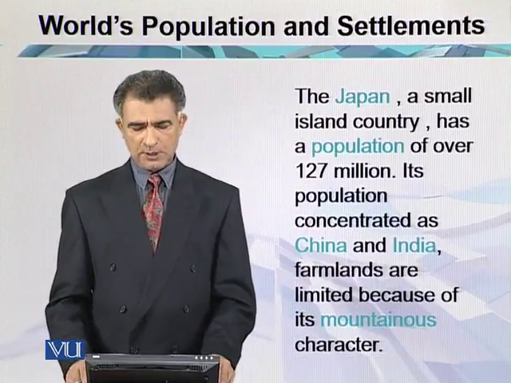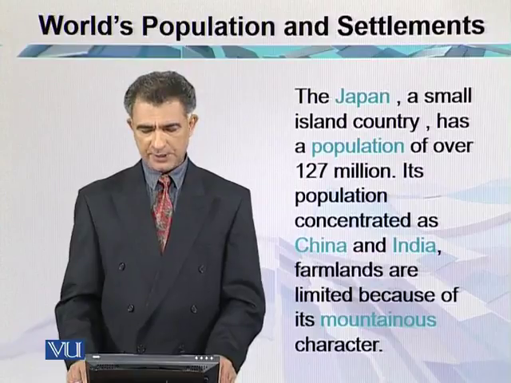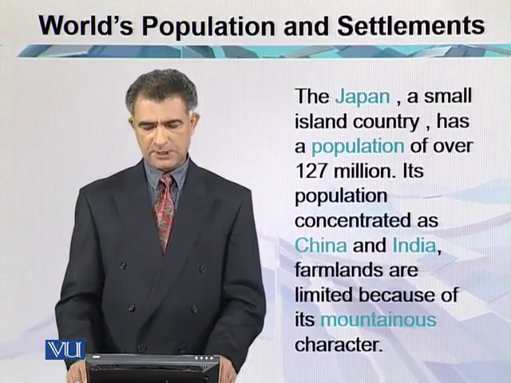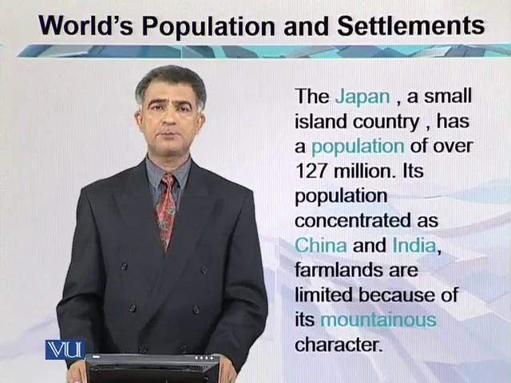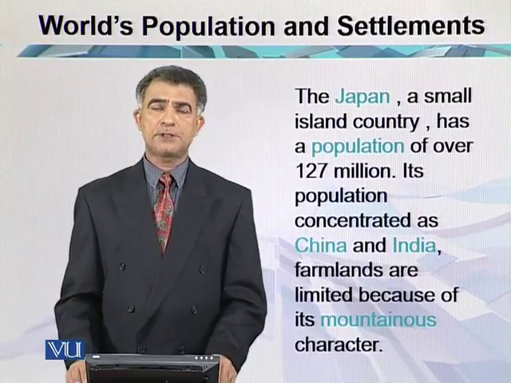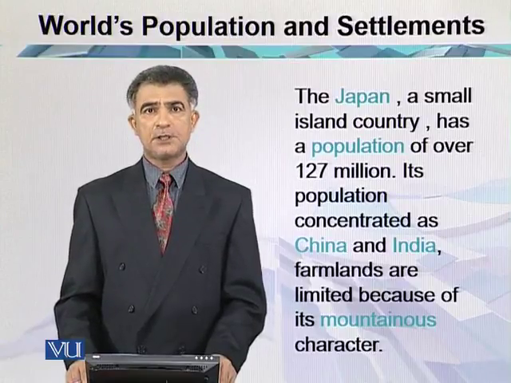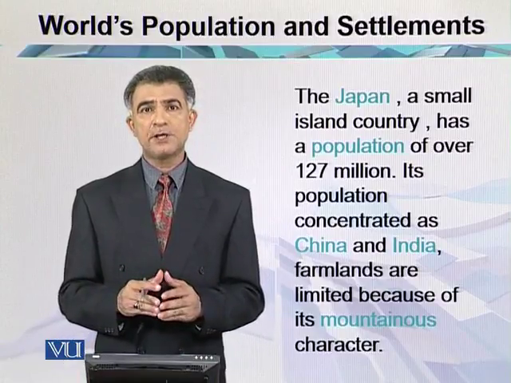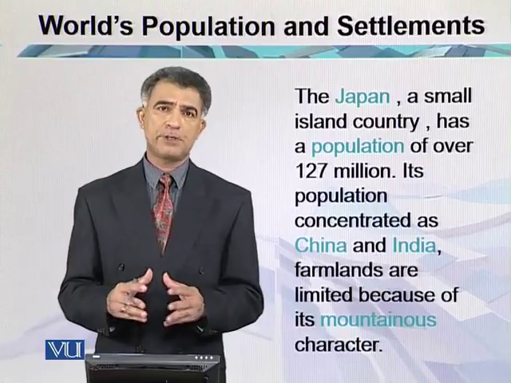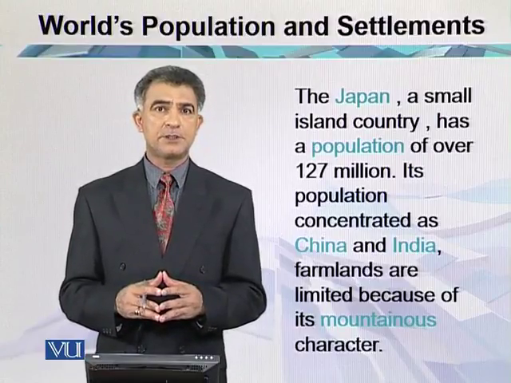Japan, a small island country, has a population of over 127 million. Its population concentration, as in China and India, is such that farmlands are limited because of its mountainous character. So it is an island type of area, but most of the area is under the mountainous region. Its farmlands are in small holdings as compared to China, India and Pakistan. But it is a densely populated area of the East Asian nation.